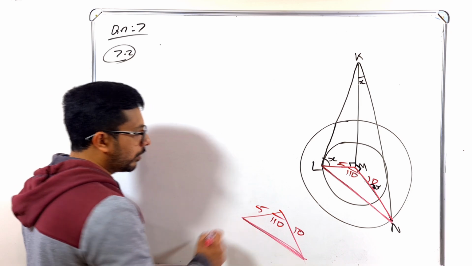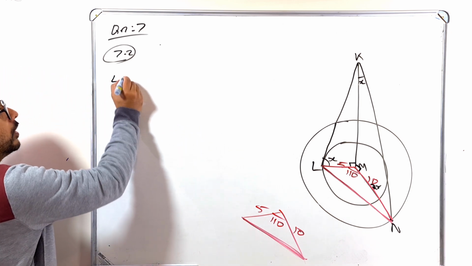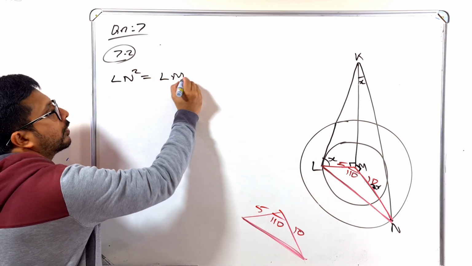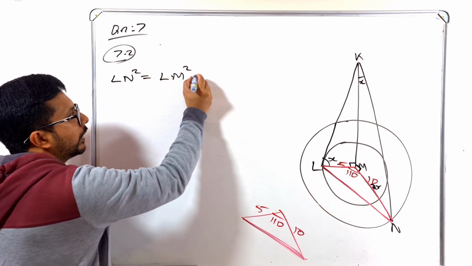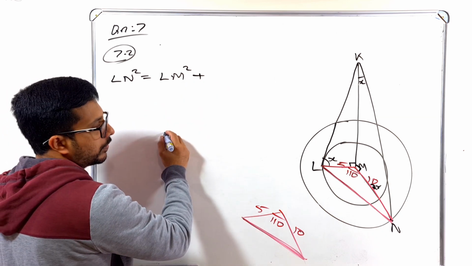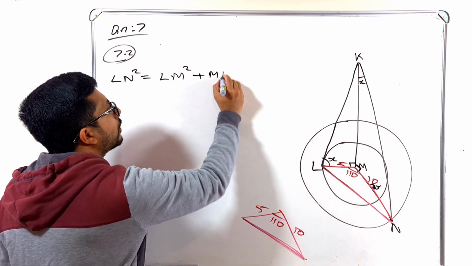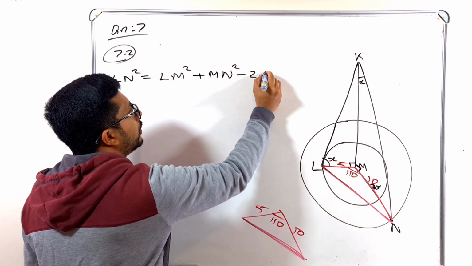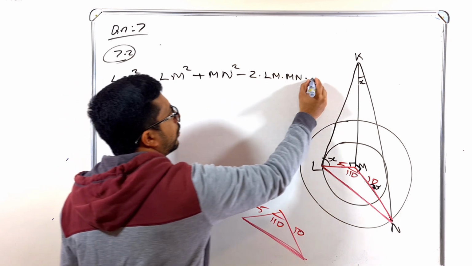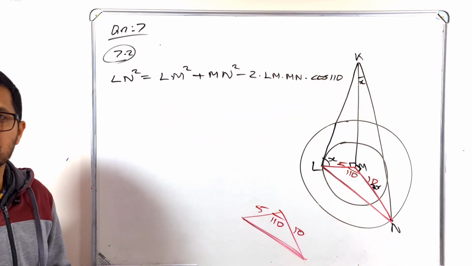Okay, so how can you apply the cosine rule there? LN square, cosine rule, LN square is equal to LM square. Do you remember this cosine rule? You have to study that one. Okay, those who don't know, you have to watch that lesson classes. LM square plus MN square minus 2 into LM into MN into cos of that angle. What is the angle here? It is given that it is 110.